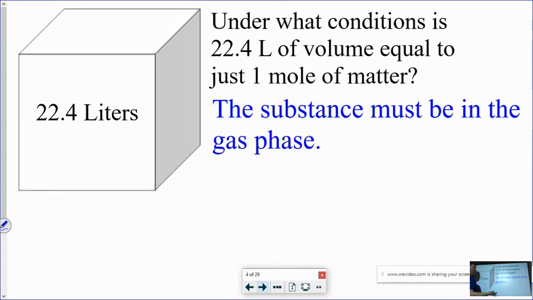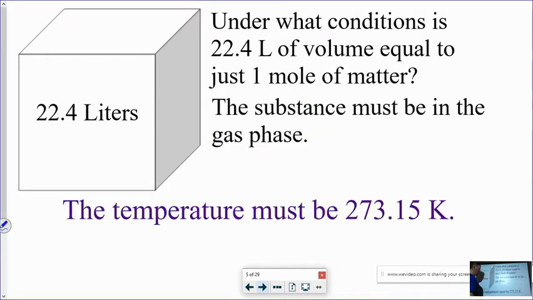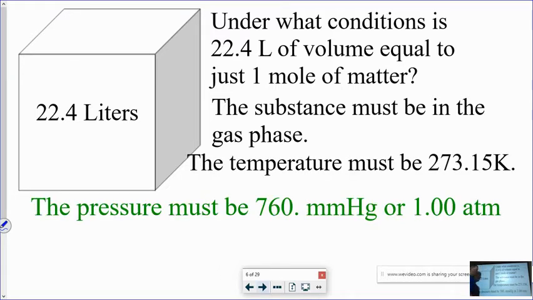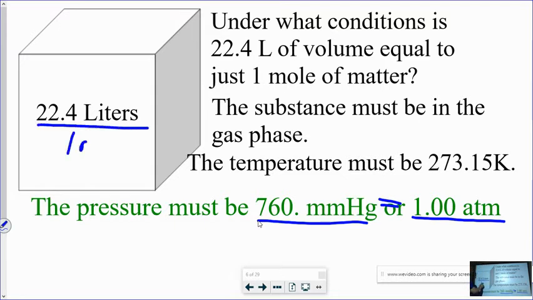So the phase must be gas, first of all, to occupy that volume. That's the first thing that we need it to be. The temperature must be 273.15 Kelvin. So that's a nice number that we've been using as we've been going along in this unit. And the pressure must either be at 760 millimeters of mercury or its equivalent, which is 1 atmosphere. Again, these are equal to each other, so at either of those, that would be perfectly fine. So those are 3 conditions that this many liters would be 1 mole of gas.